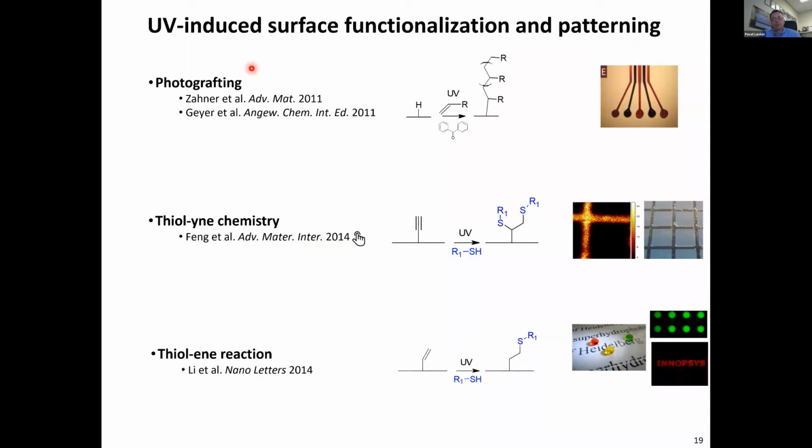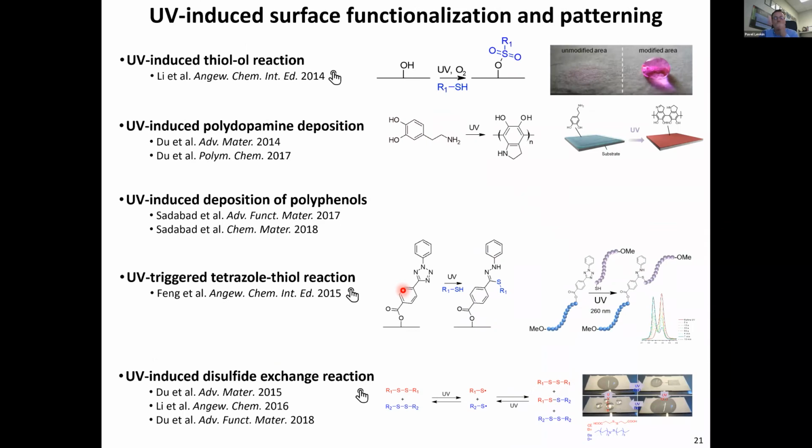We work with photografting, thiol-yne and thiol-ene reactions. These are photoclick reactions, which are one of the simplest reactions, but also very fast and efficient. We use them a lot for surface patterning. We also introduced some novel photochemical methods for surface functionalization, for example, the UV-induced thiol-ol reaction for functionalization of surface hydroxy groups with UV light.